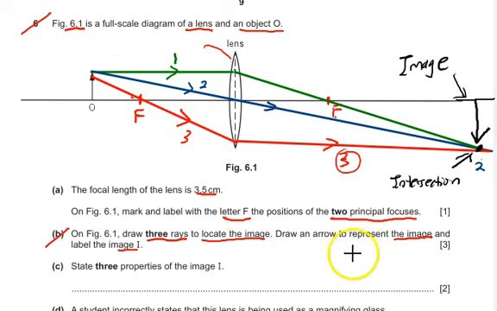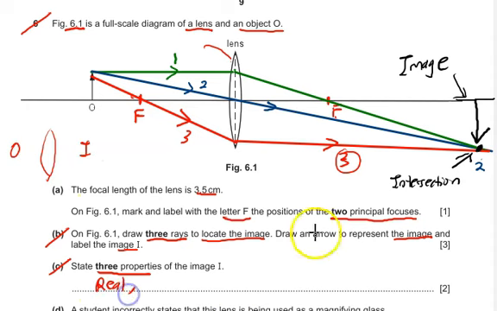Then they are asking in C, state the 3 properties of the image. For the lens, if the object is here and the image is on the opposite side, then it is real. And this is inverted. You can see the size is much bigger, right? So you can say it's also magnified.